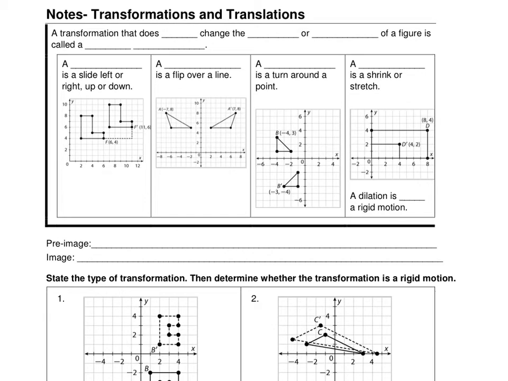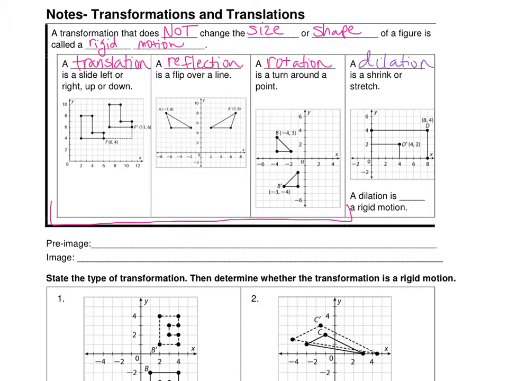A transformation that does not change the size or shape of a figure is called a rigid motion. And there's 3 of them that are rigid motions, and that's these first 3. And those are the ones we're going to talk about in this module. So the first one is a translation. The second one we're going to talk about is a reflection. The third one we will talk about is a rotation. The fourth one that we'll talk about later in the school year is a dilation, and that is not a rigid motion.